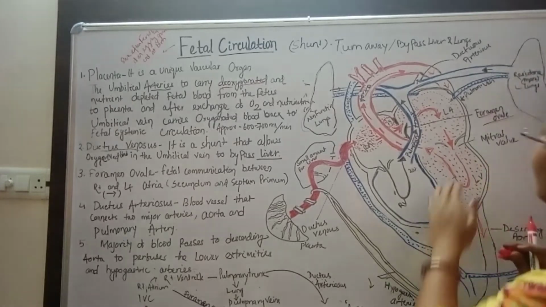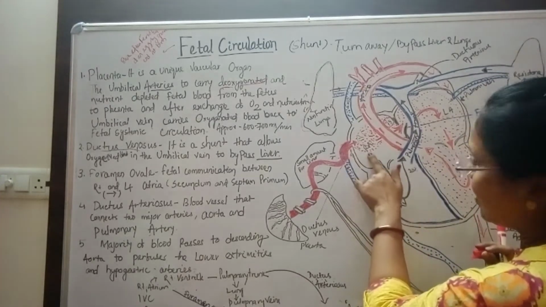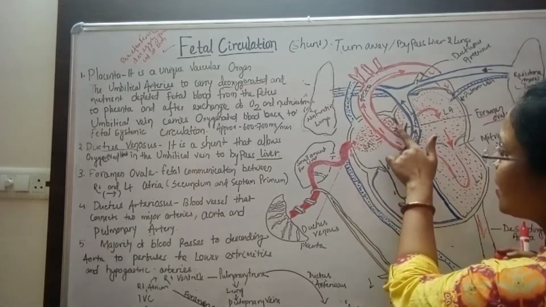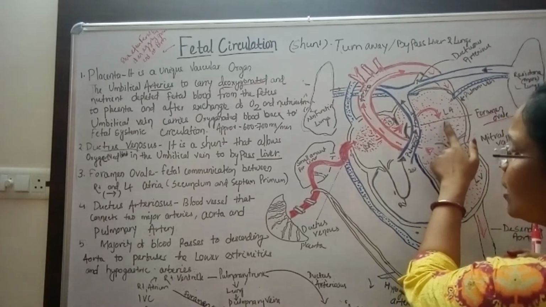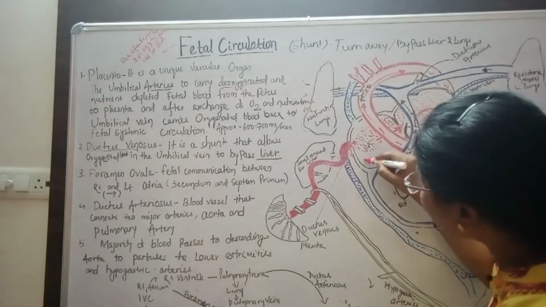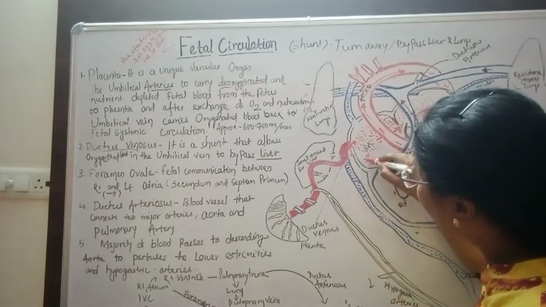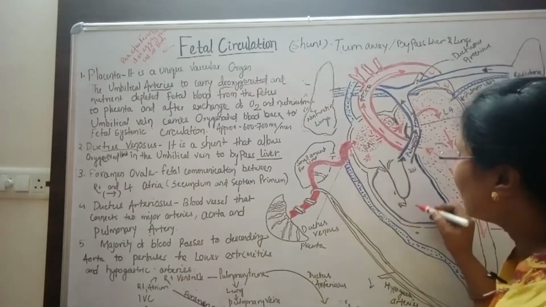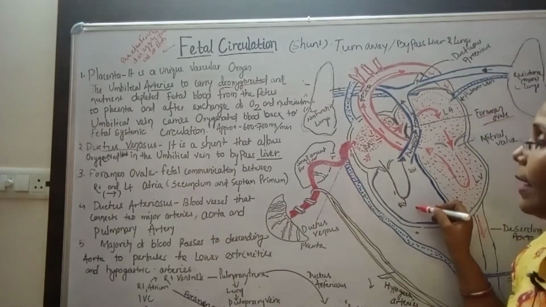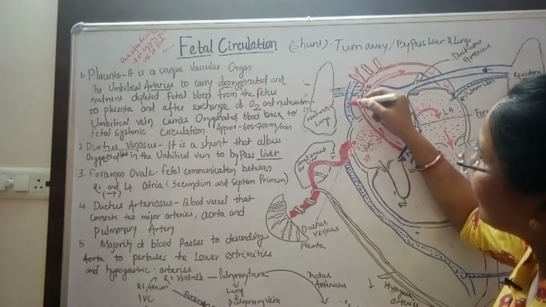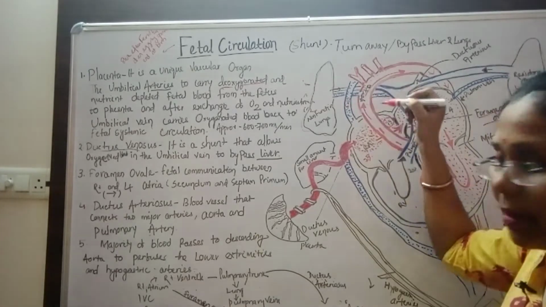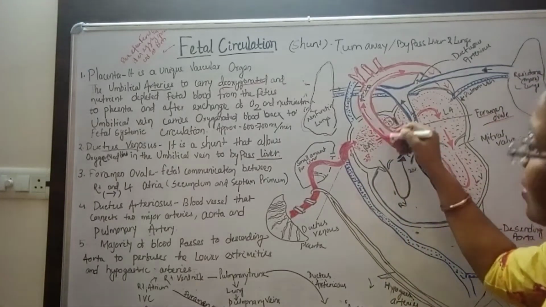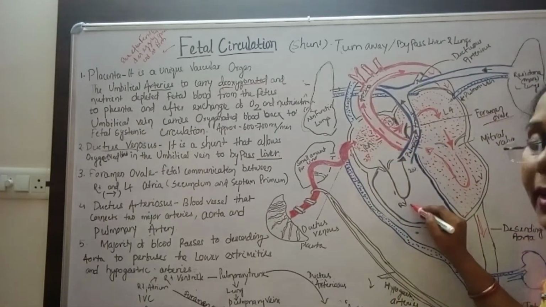Okay. Next, we go back to the right atrium. I told you 75% of the blood goes to the left atrium, but the rest, 25%, what happens to it? The remaining 25% of the blood moves from the right atrium to the right ventricle. Also, the deoxygenated blood carried from the upper part of the body by the superior vena cava also enters through this right atrium and moves to the right ventricle.